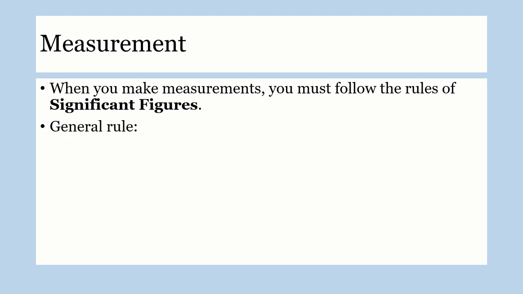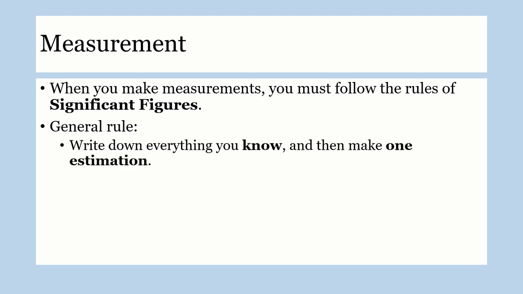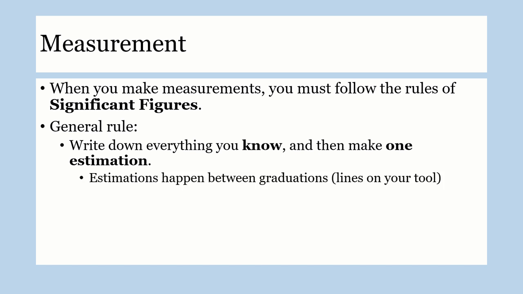So the general rule for following measurement significant figures is you write down everything that you know, and then you make one estimation. What I mean by that is I know it's between 7 and 8 centimeters. I know it's between 0.1 and 0.2 centimeters, and then I make one estimation. The estimation always happens between graduations. Graduation is just a fancy word for the lines on the tools, but it's a technical term for it. If you think about something called a graduated cylinder, it just means that it's a cylinder that has lines on it. So graduations are just like those little lines on whatever tool that you're using.